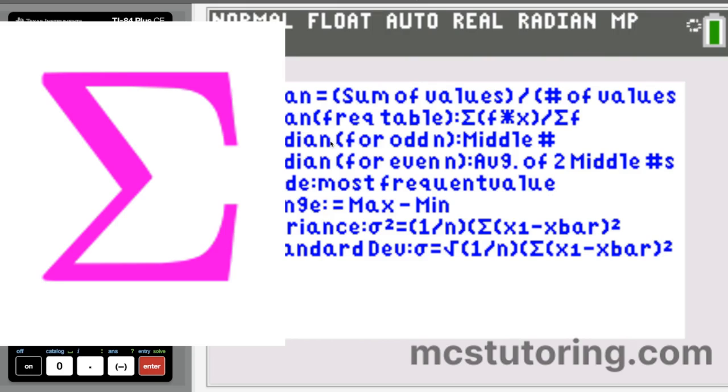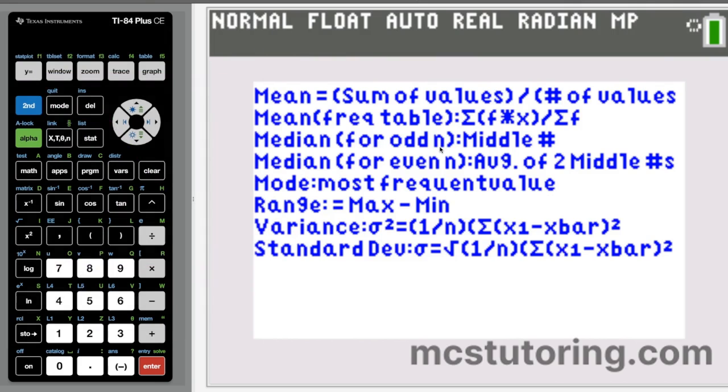Now, the median for an odd number of numbers, where n is the number of numbers you have, will be the middle number. But the median for an even number of numbers will be the average of the two middle numbers. The mode is the most frequent value. For instance, if you look on your phone and see the person you most frequently called, that would be the mode of calls that you make. It might be your mom, your boyfriend, your girlfriend, something like that. Okay, and then the range in values is going to be the max value minus the min value.